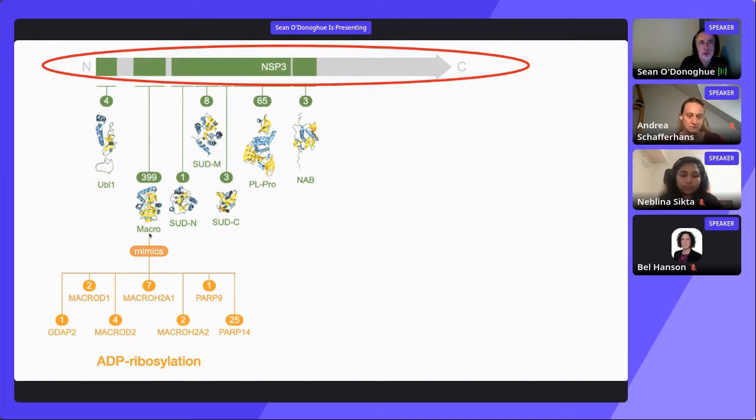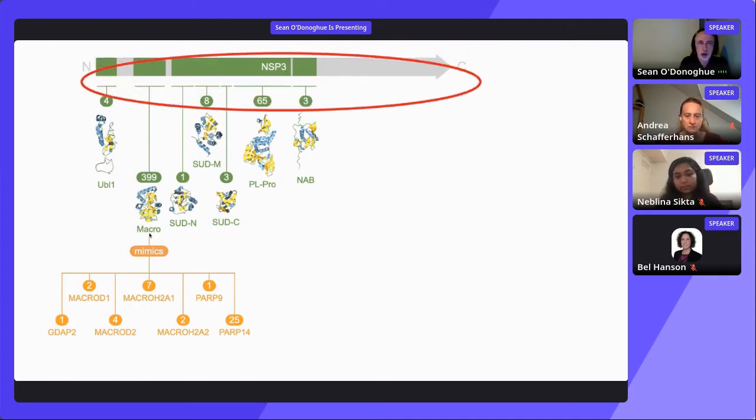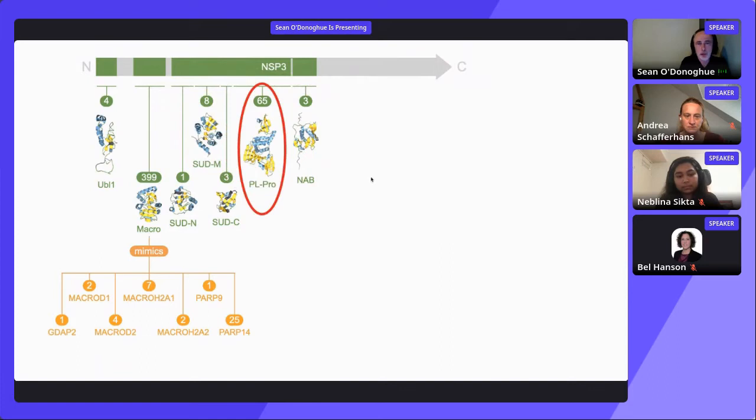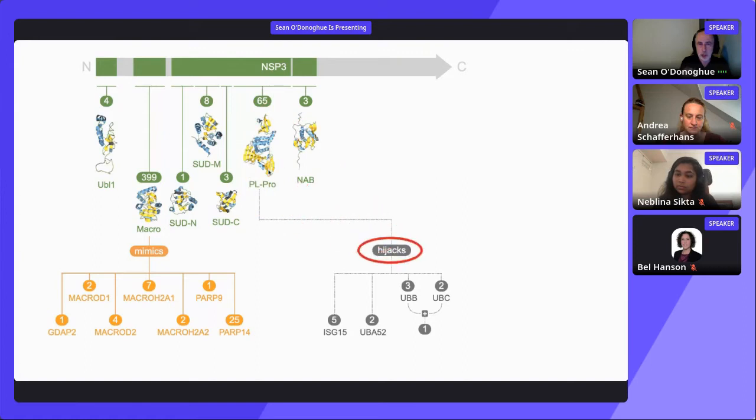So returning to the NSP3 sequence, we see that there's no single structure that matches all of the sequence. In fact, all we have are regions, and typically domains, that are matched by various structures. And the second best studied domain is a region called PEEL-PRO. And this is a domain that also has some interesting portions to the structure.